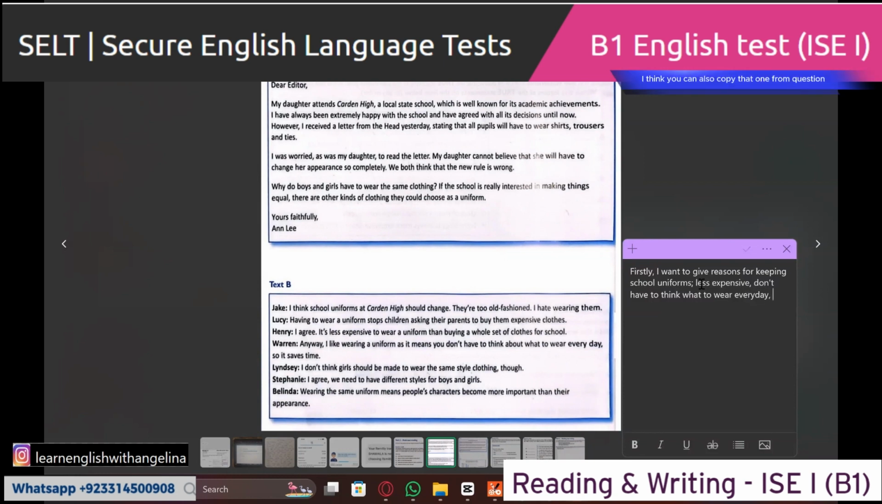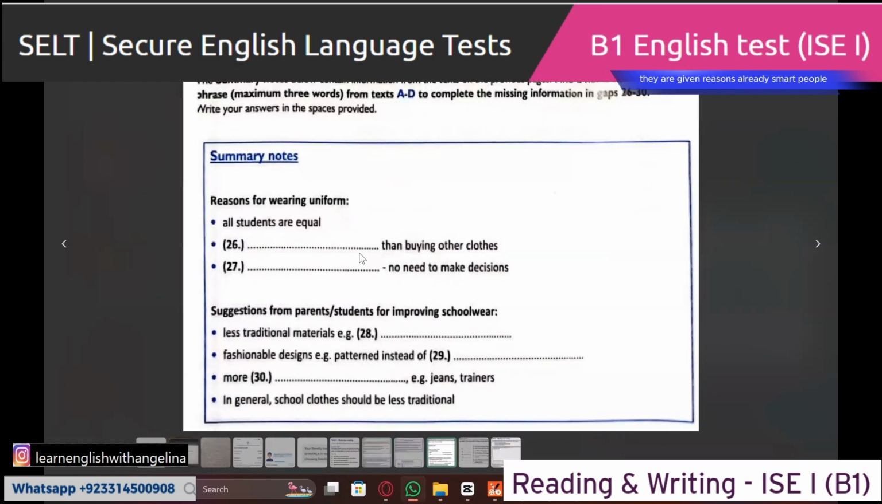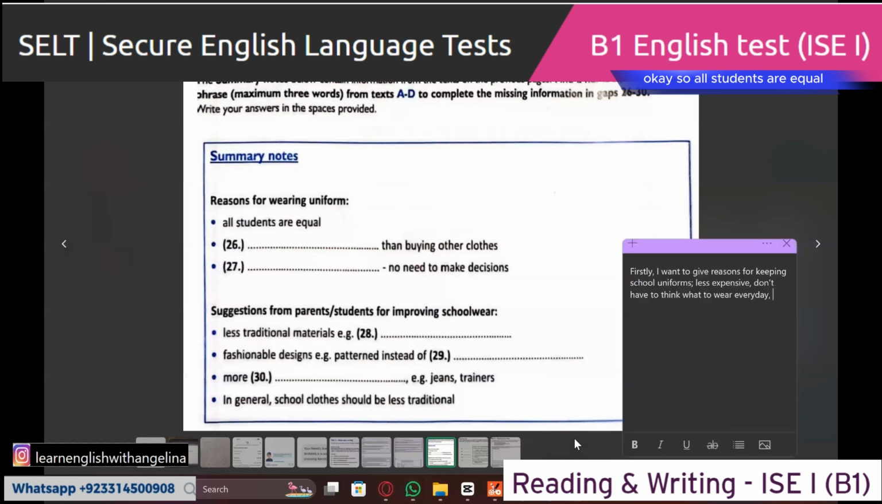I think you can also copy that one from the question, that everyone is the same or equal. Something was given here. I don't remember exactly. Here, they have given reasons already. Smart people, please cheat from here. Okay, all students are equal. That's also a reason. Okay. You can also copy from here if you know that; it saves time, no need to make decisions. You can copy this information as well, whatever you decide.